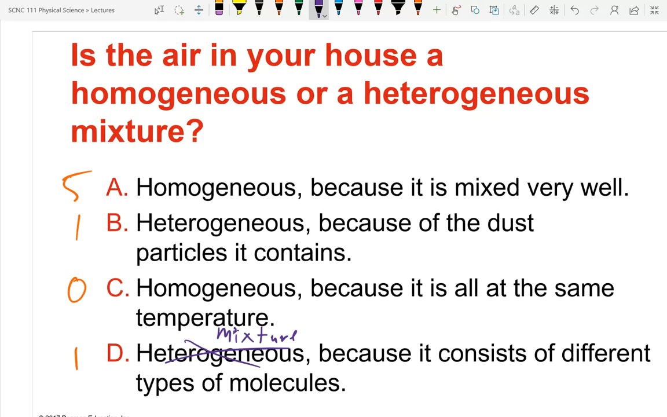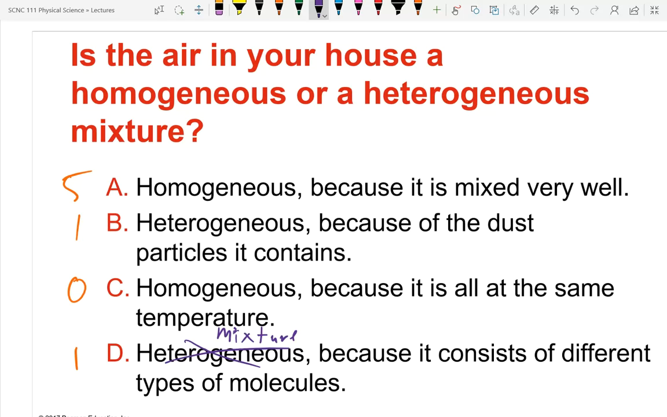And 5 of the remaining people said, it's mixed very well. I can't tell them apart. At least at first glance, that's the group I would have fallen into. But the other person's not wrong. Because if you look at that air through sunlight, you'll see there's dust floating through the air. And so it's also perfectly acceptable, at least in my opinion, to say heterogeneous because of the dust particles it contains. Those are not nicely mixed. That's kind of like seeing the olives on your pizza.